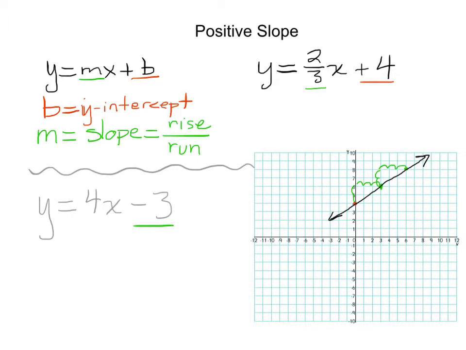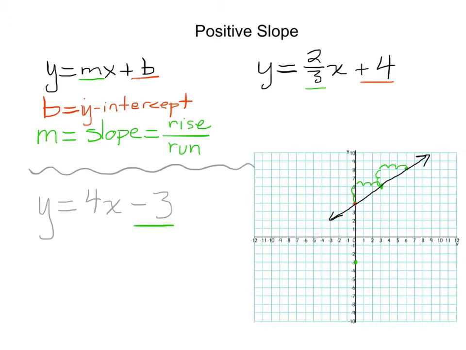Now, when we look at negative 3, what you need to remember is that negative 3 is still the y-intercept. So if I'm looking at my y-axis, I need to figure out where negative 3 is. And it's fairly obvious, it's right there. That's where our first point goes, at negative 3 on the y-axis. So there's my first point.